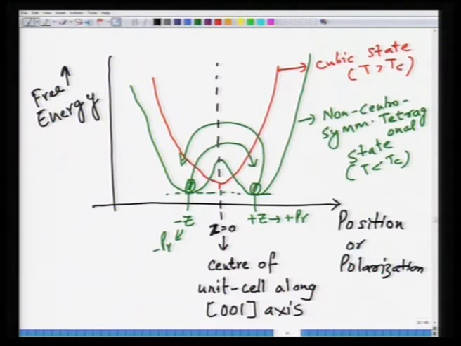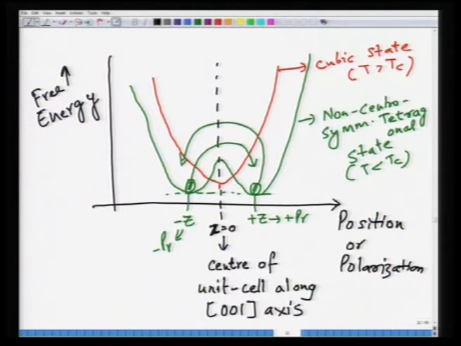So in the cubic or non-ferroelectric state, which is above Tc, the free energy curve shows only one minimum, and that happens at z equal to 0. Whereas in the case of non-centrosymmetric materials in the ferroelectric state, you have two minima which are away from each other, and this happens at the titanium atom sitting at an off-center position, that is at minus z or plus z, which correspond to plus PR and minus PR, as I said before.